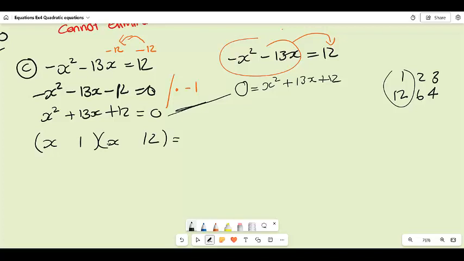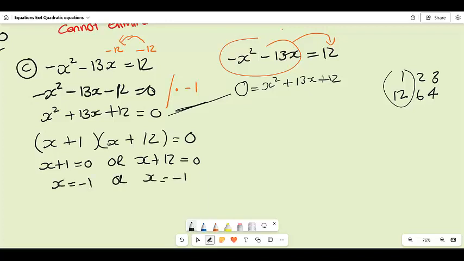I want plus 13 plus 12, so add both equals 0. This means that x plus 1 equals 0, or x plus 12 equals 0. So x equals negative 1, or x equals negative 12.